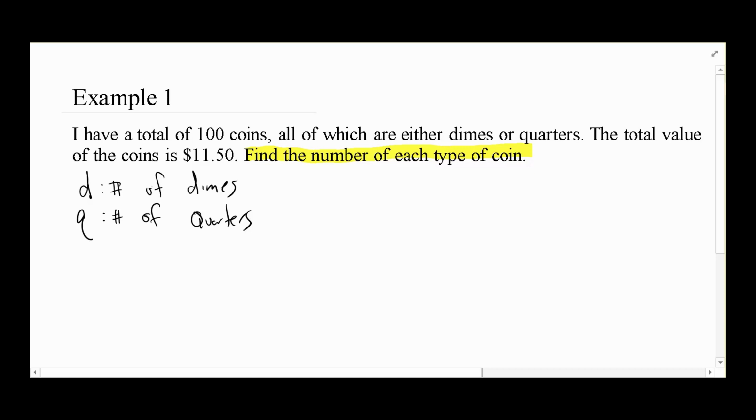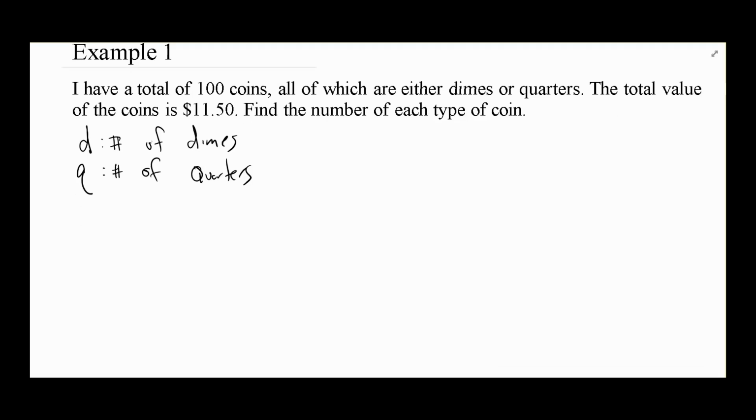Now, we have to come up with two equations somehow. As we read back through, we're told two different pieces of information: one about the number of coins that we have, and one about the value of the coins. These are going to lead to our two equations. How we define our variables is really important now. We have to come back to the fact that our variables are representing number of coins, D for the number of dimes and Q for the number of quarters. That's going to dictate how we write the equations. The first equation says we have a total of 100 coins. So if I add together my number of dimes and my number of quarters, that should be 100.